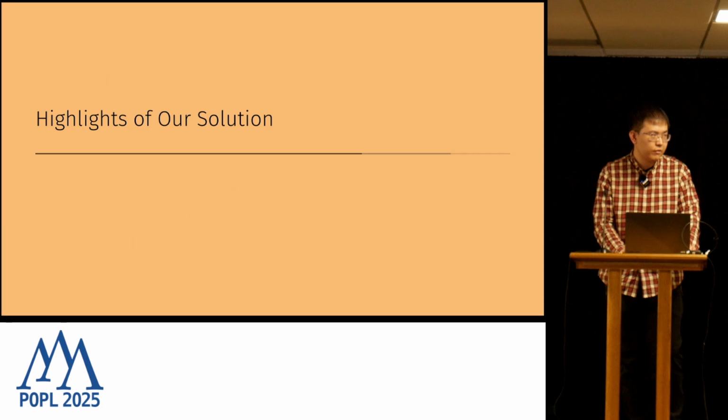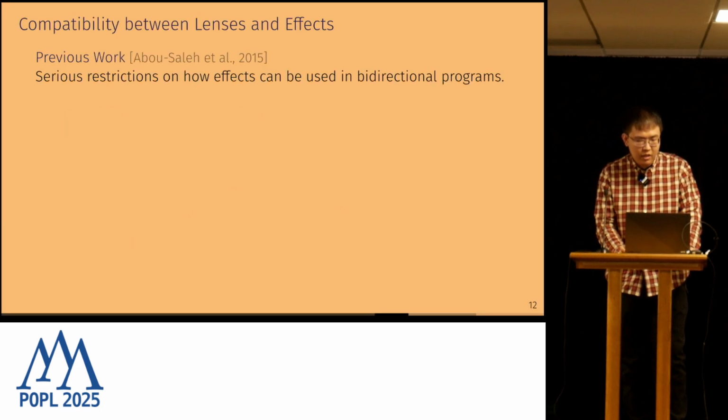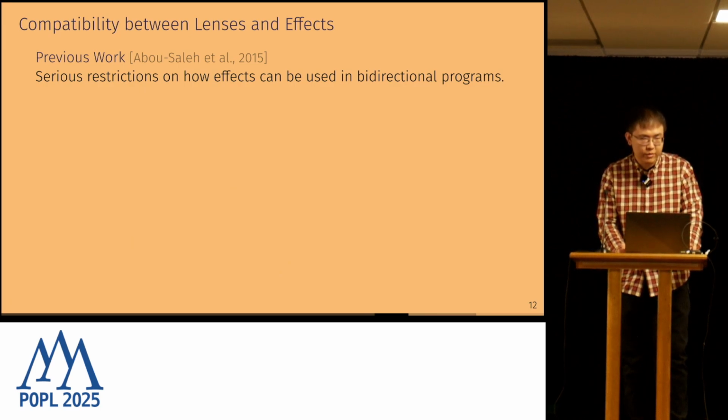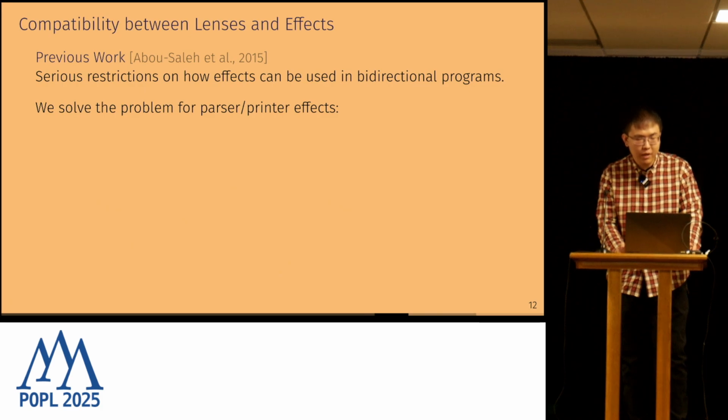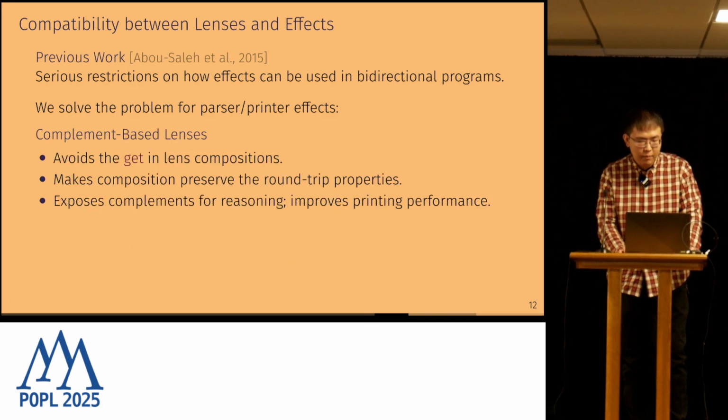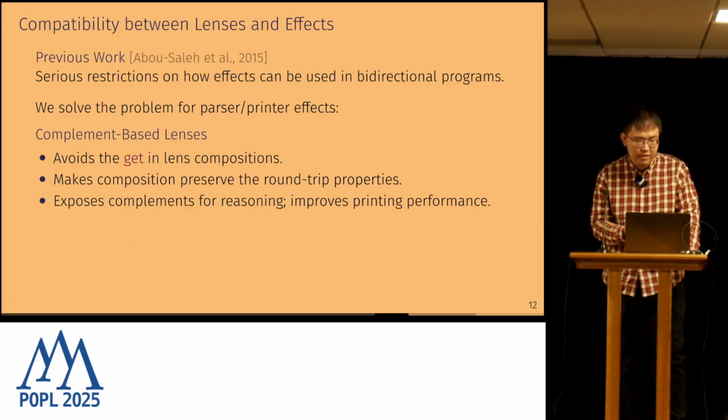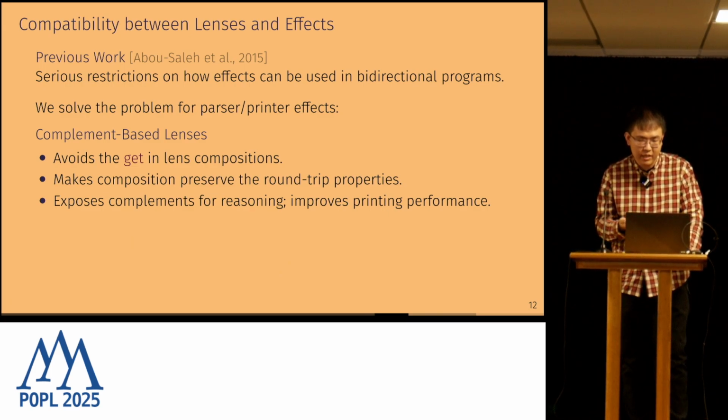So here are some highlights of our solution. First is that we made it compatible between lenses and effects. As some of you might know, in previous works, there are some serious restrictions on how effects can be used in bidirectional programs. We solved the problem for parser and printer effects specifically in two key points. First, we use complement-based lenses instead of the S, V to V-based lenses. This avoids getting into lens compositions, which makes the composition preserve the round-trip properties. And it also has some other benefits, which you can check the paper to see.